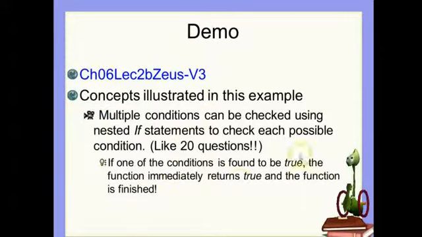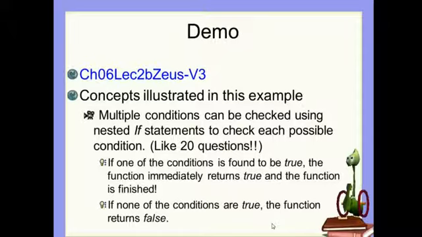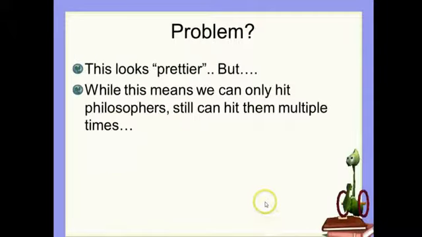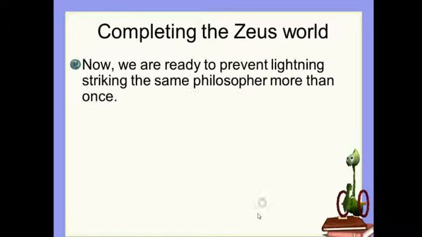We talked about this too. If one of the conditions is found to be true, the function immediately returns true, and it's done, and the function's finished. Okay, so that's pretty important. Once it hits true, it's done. Otherwise, it returns false. Okay, so it looked a lot prettier, but we could still hit the same philosopher multiple times. So now we need to work with that problem.